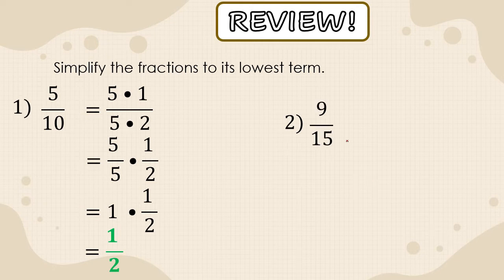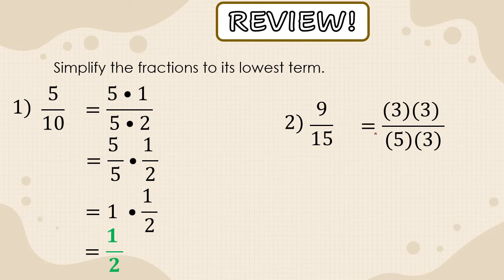Number 2, 9 over 15. That is equal to, getting the factors of 9, we have 3 times 3. And then for 15, we have 5 times 3. Now this time, let's use the shortcut, wherein we can cancel the same factors in both numerator and denominator. So we have 3 for the numerator, and then for the denominator, we have also 3, because 3 divided by 3 is equal to 1. Therefore, we will have the remaining factors 3 over 5. That's why the lowest term of 9 over 15 is equal to 3 over 5.